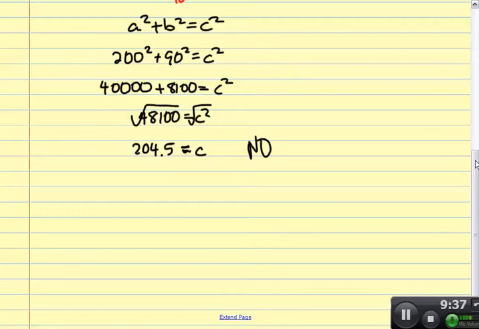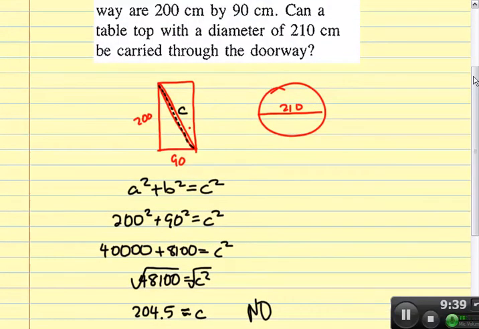Because the longest length through the doorway, of course, is going to be the hypotenuse of this right triangle, right? And it's shorter than the diameter of the table. So no, the table can't fit through the doorway. All right? Nice. Okay, I think they've got one more for us here. Let's check it out.